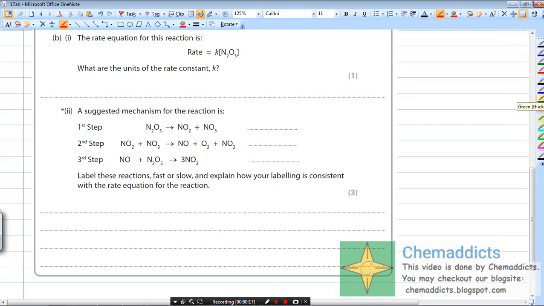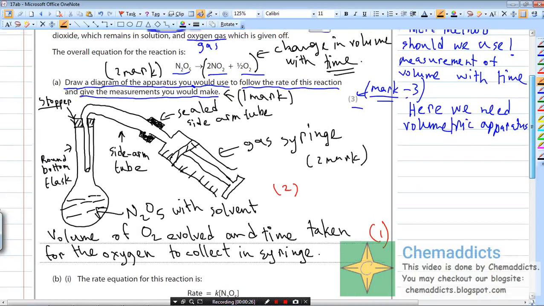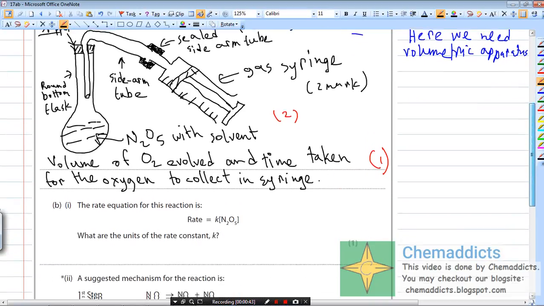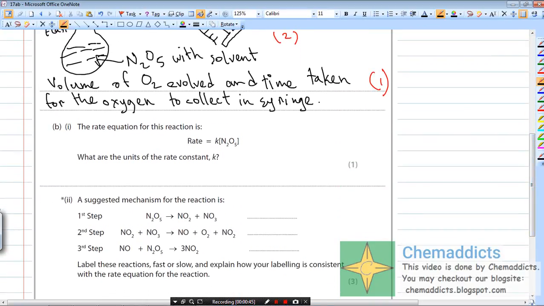So in here, let us at first read the question. Where is my pen? Here is my pen. So here, previously we have discussed this experiment, how to follow the rate of this reaction, and the measurements that we would make in order to calculate the rate of this reaction. Now the question has asked, the rate equation for this reaction is this. So what are the units of the rate constant?